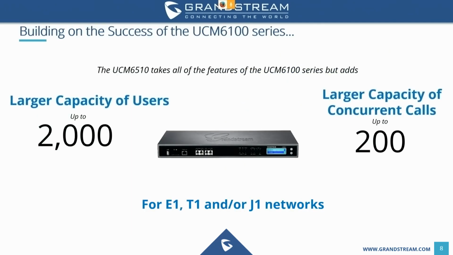So the main difference between the 6200 series, the 6100 series, and this UCM 6510 that you see here is what you see on the screen. These three things. It is the largest capacity UCM that we have, supporting up to 2,000 users or 2,000 SIP extensions. It offers the largest number of concurrent calls that we offer, up to 200 concurrent calls. And it also gives you support for E1, T1, or J1 networks. So if you need higher capacity, or if you need to support E1, T1, or J1 networks and integrate those with a SIP network, for example, this is the device that you want.